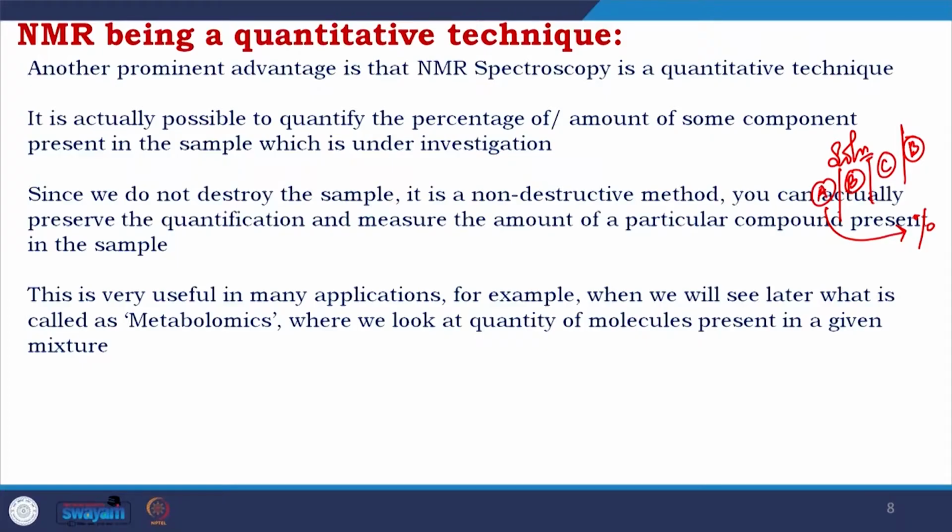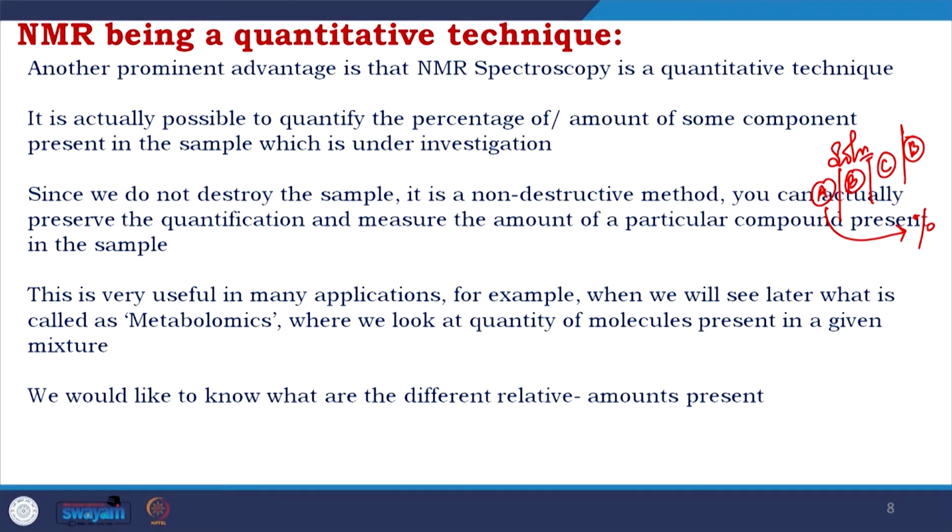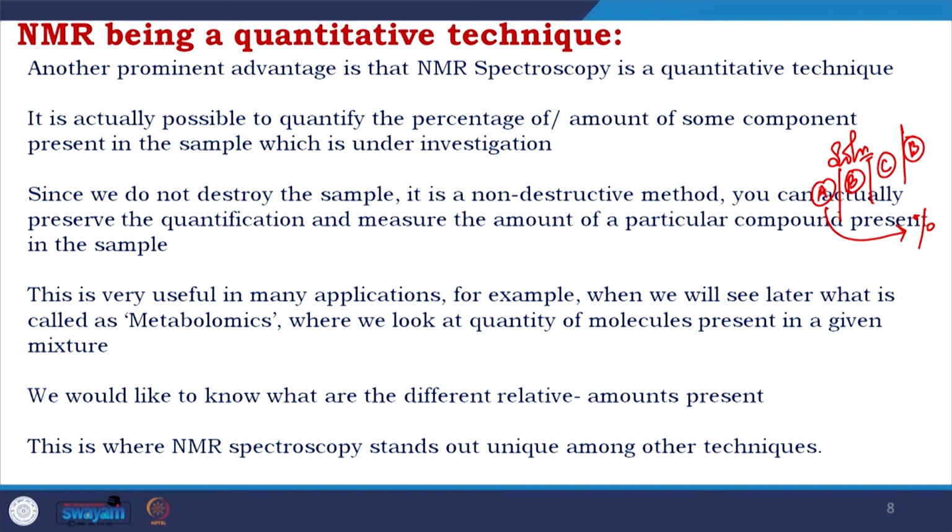So, we will discuss that in the application part, where we look at the quantity of molecules present in a given mixture. So, this quantitation is helping the technique of NMR based metabolomics, and nowadays people are actually combining the technique of mass spectrometry with NMR for metabolomics. We would like to know what the different relative amounts present are, and this is where NMR spectroscopy again stands out unique among many other comparable techniques.